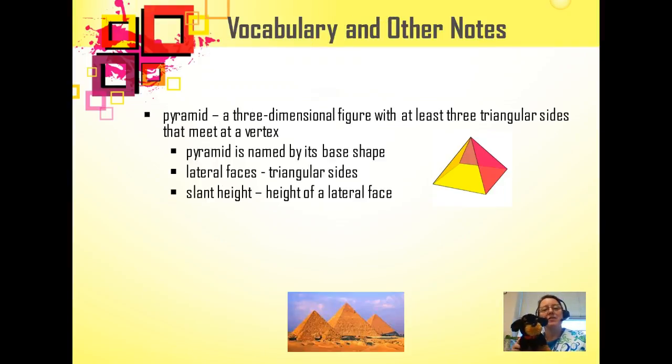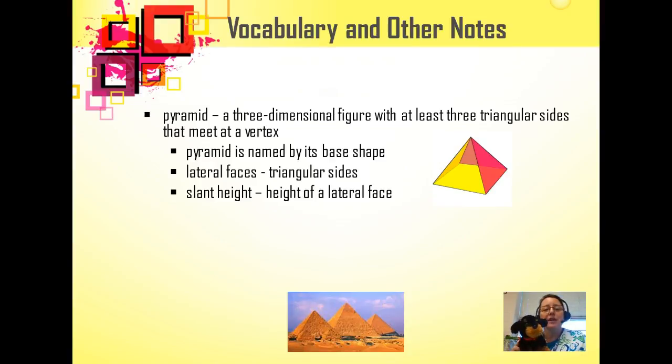Before we proceed, there are some things that we need to know about pyramids. A pyramid is a three-dimensional figure with at least three triangular sides that meet at a vertex. A pyramid is named by its base shape. For example, if the pyramid sits on a square, we call it a square pyramid. If the pyramid sits on a triangle, we call it a triangular pyramid, and so on.